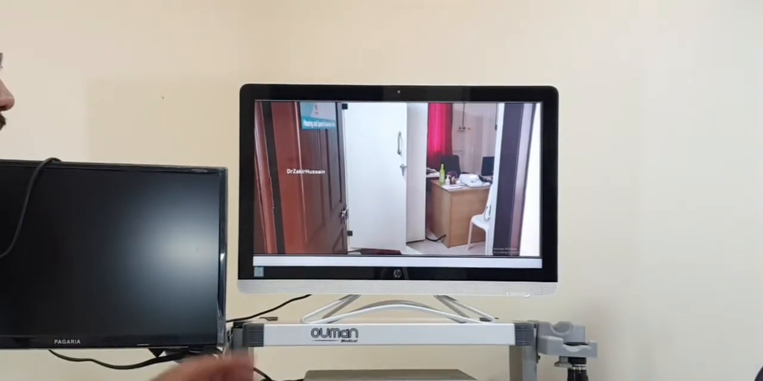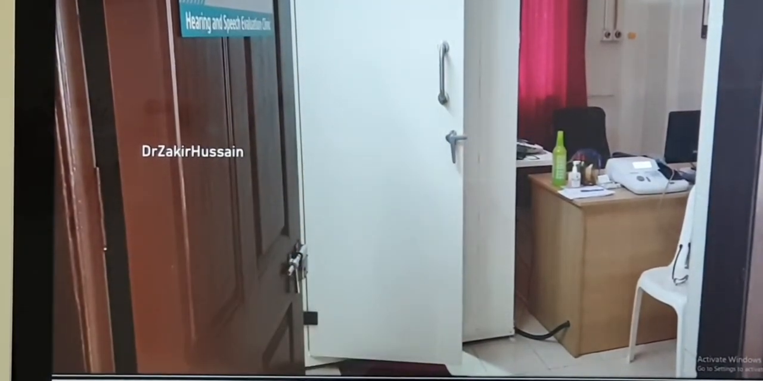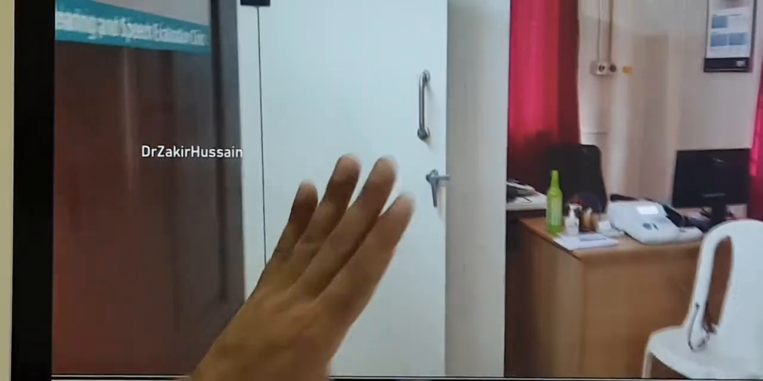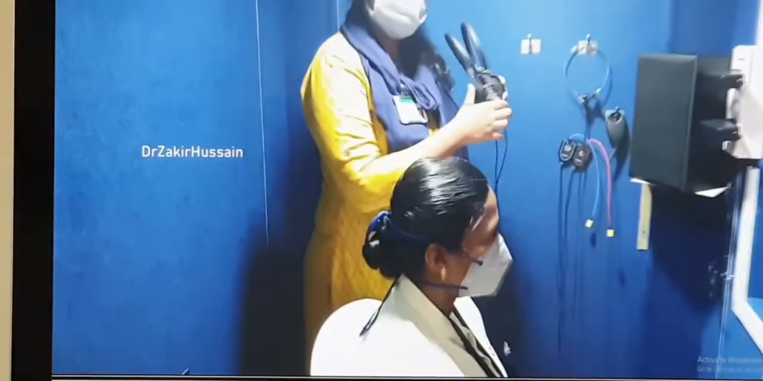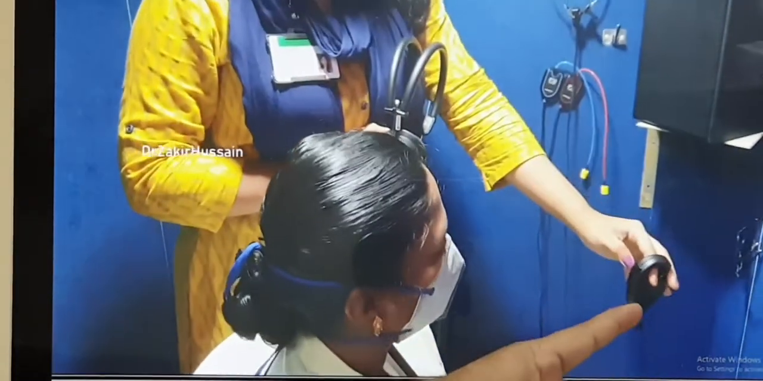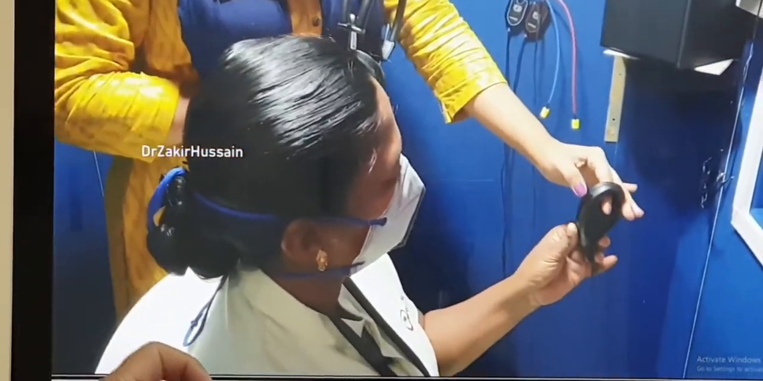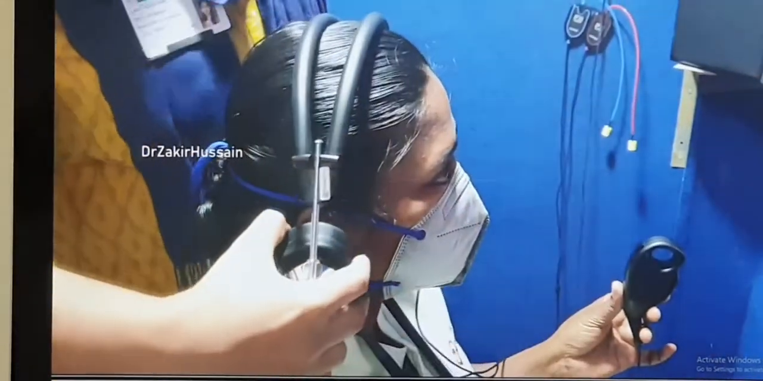Now, how to do the pure tone audiometry? So let us go through that. This is the audiology room. In this audiology room, you have a soundproof cabin, and the patient will be made to sit inside. Once the cabin is closed, no sound will be heard from outside except what we deliver through the machine. Here our technician is going to test both the air conduction and bone conduction with the help of the earphone, and the patient will be given a gadget in hand, and she will be instructed that whenever she hears a sound in that earphone, she is going to press the gadget.